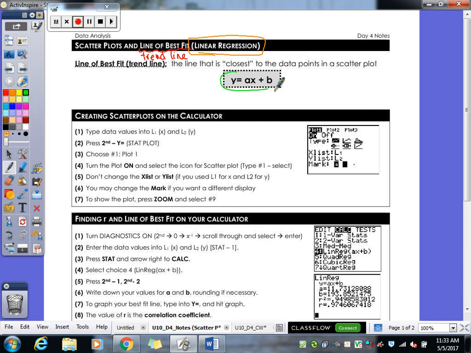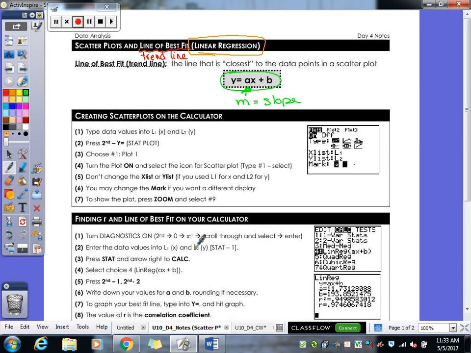Because it's a line, the equation for it would be y equals ax plus b. So instead of an m, they use an a, but that is the same thing as your slope. M is slope. So all they did is they replaced it with the letter a.